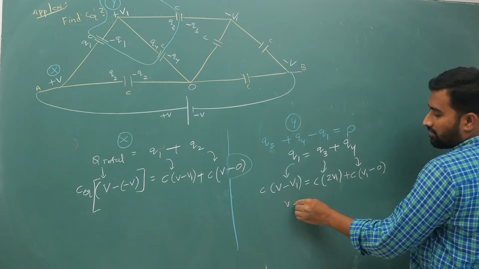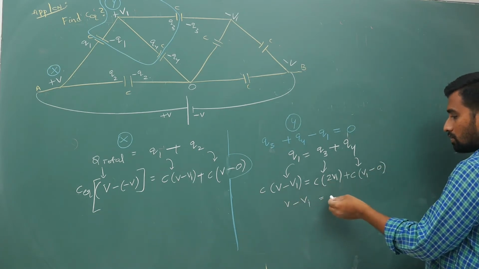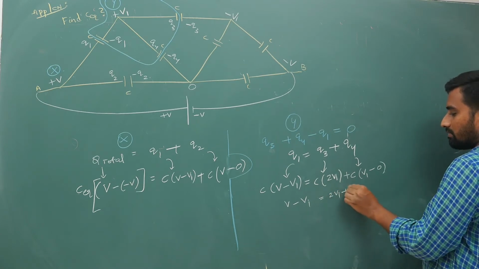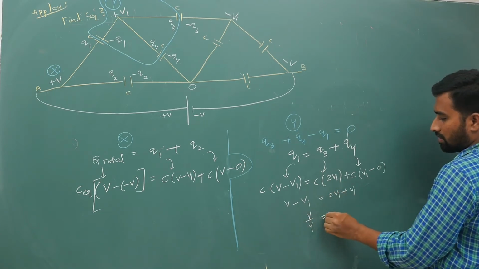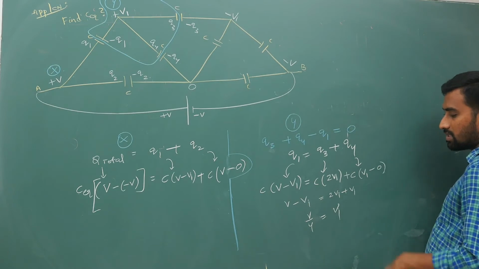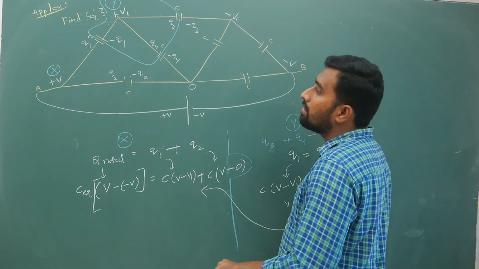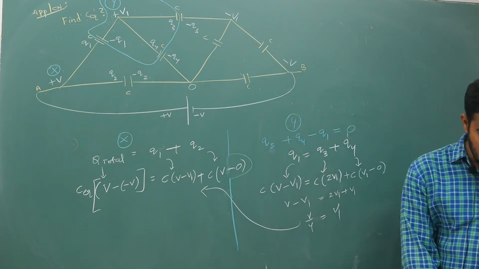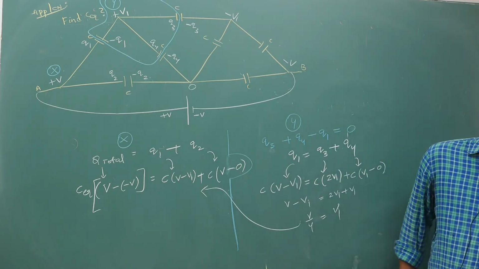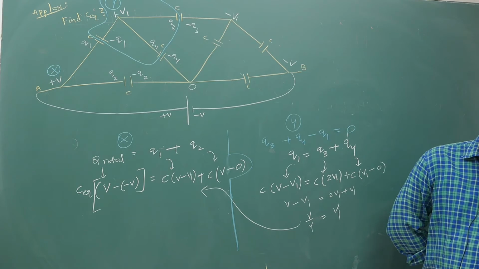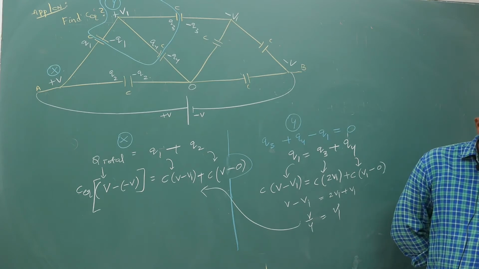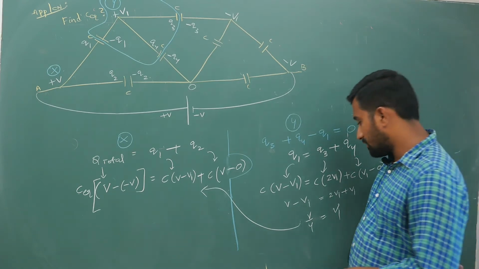C will cancel off. V minus V1 is equal to 2V1 plus V1. So V by 4 is equal to V1. From this, if you simplify, take this back and substitute it, you will get an answer exactly similar to what you have done in resistors. I think it is the reciprocal value. So I think you should be getting it as 7C by 8.